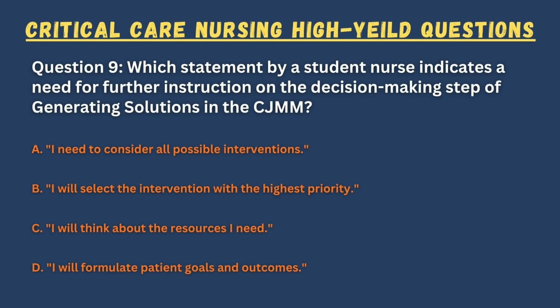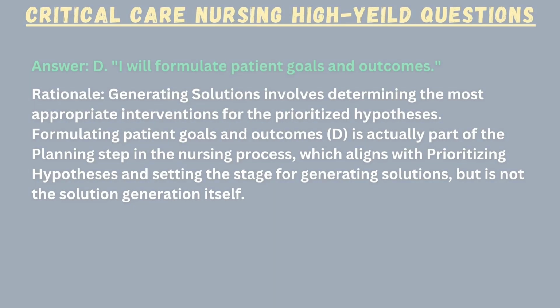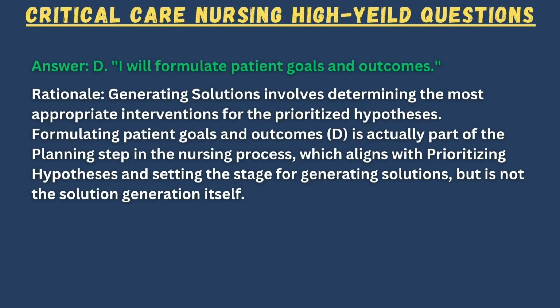Question 9. Which statement by a student nurse indicates a need for further instruction on the decision-making step of generating solutions in the CJMM? A. I need to consider all possible interventions. B. I will select the intervention with the highest priority. C. I will think about the resources I need. D. I will formulate patient goals and outcomes. Answer: D. I will formulate patient goals and outcomes.